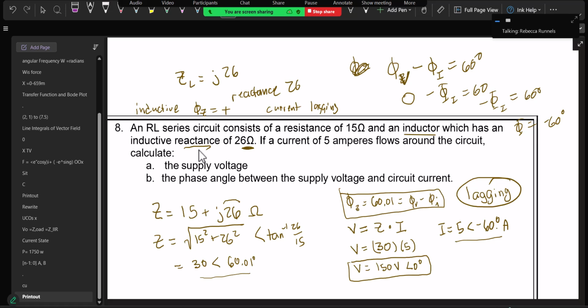And then, let's see, we didn't actually need that angle to find the voltage, because we set the angle of the voltage to be 0, and we did the current relative to that. So we just needed the magnitude, which would be the magnitude of the impedance, which is 30, times the magnitude of the current, which is 5, which would give us 150. So that would be our voltage.